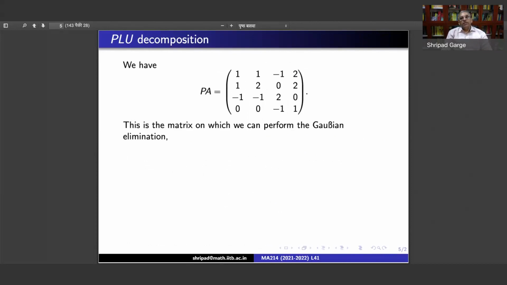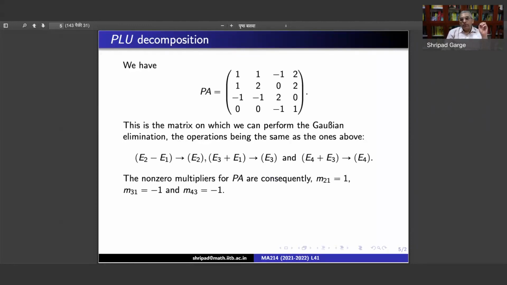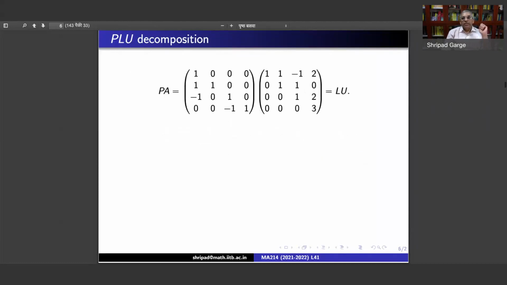On this matrix, we can perform the Gaussian elimination. The operations are the same as before. Operations will not change. You take E2 minus E1 goes to E2, E3 plus E1 goes to E3, then E4 plus E3 goes to E4. And so the non-zero multipliers for PA are these. And then we get the corresponding LU decomposition. This is the LU decomposition for PA.